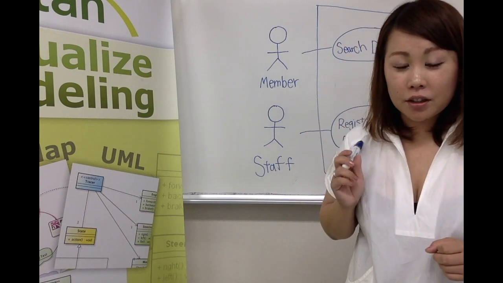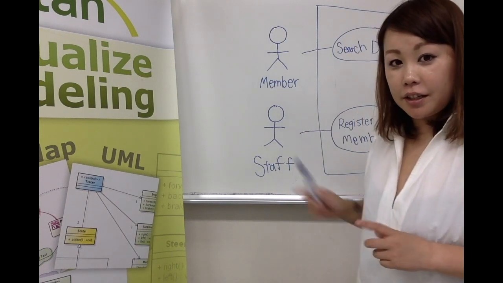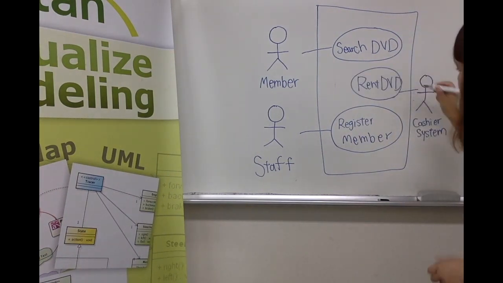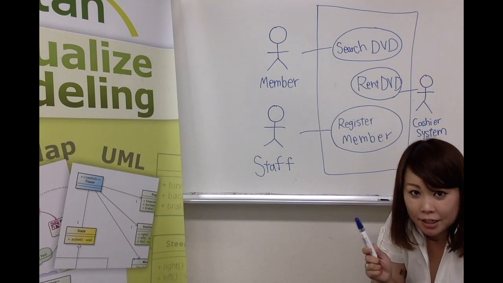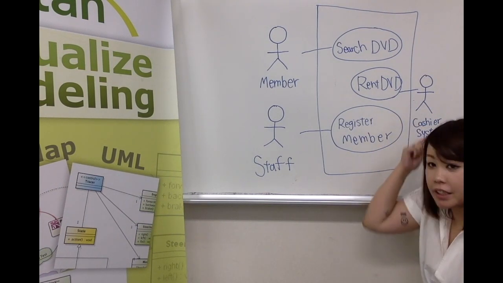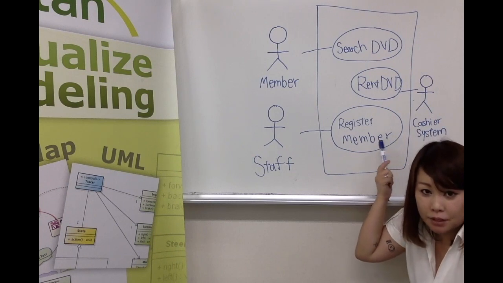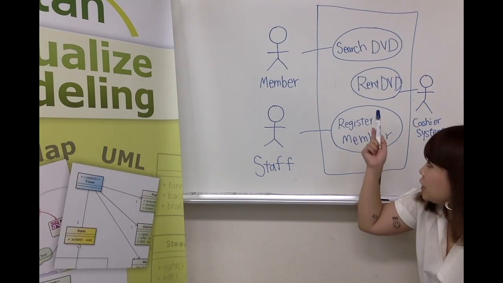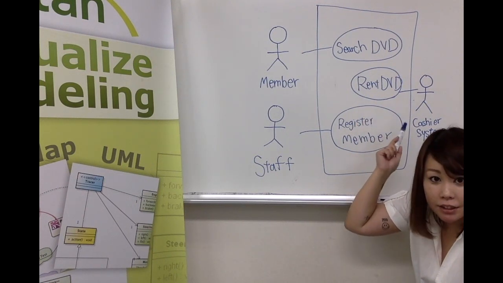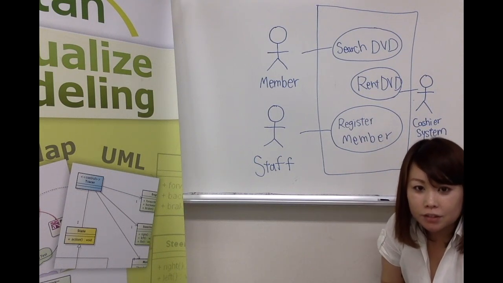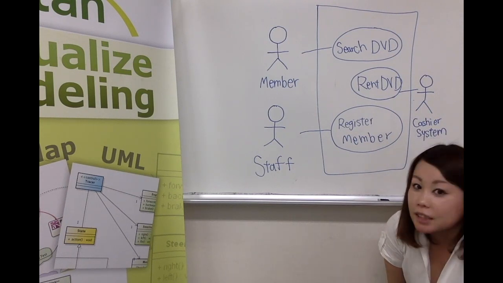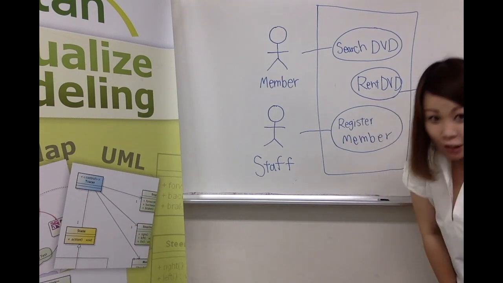And there is one more thing that I wanted to mention about use case diagrams. There is another type of actor, which is shown here, called cashier system, which is not a human or user, but is a system that participates in this rent DVD use case. So what I wanted to mention here is that a non-human external system can also be an actor in a use case diagram.